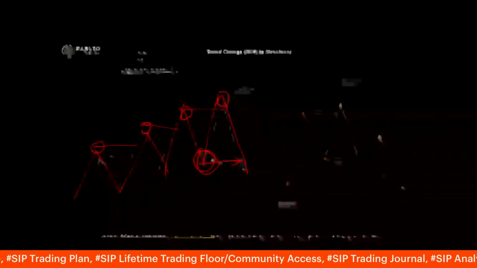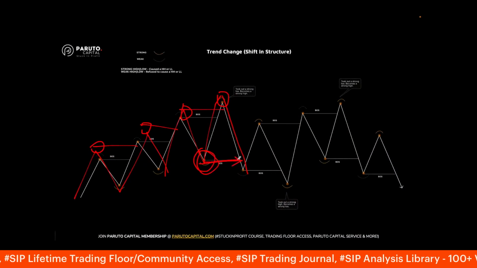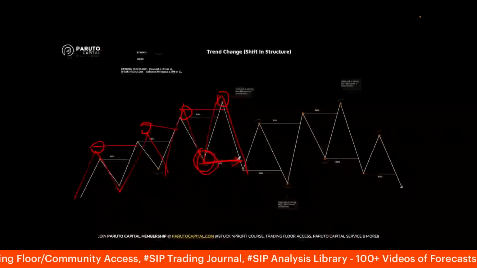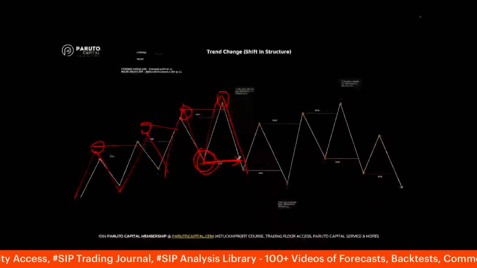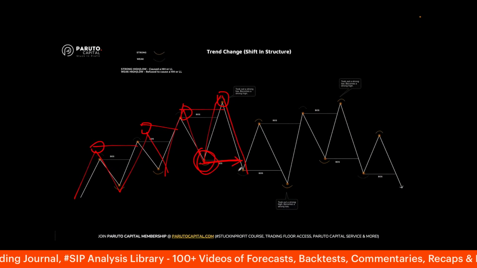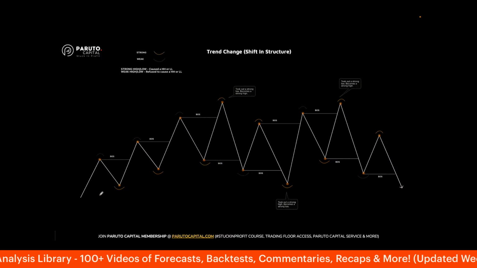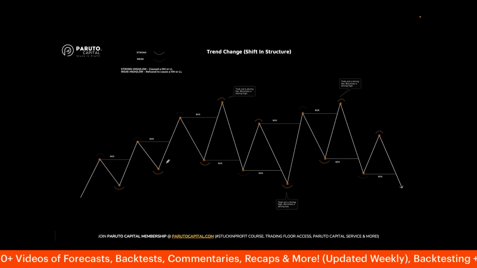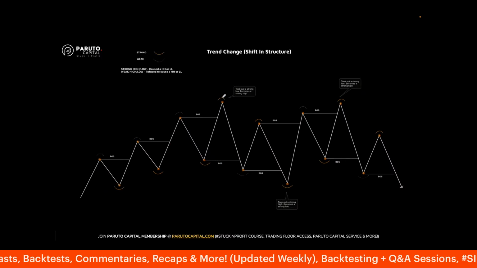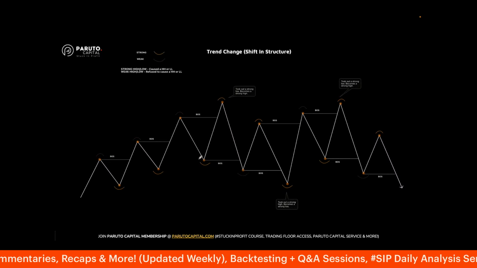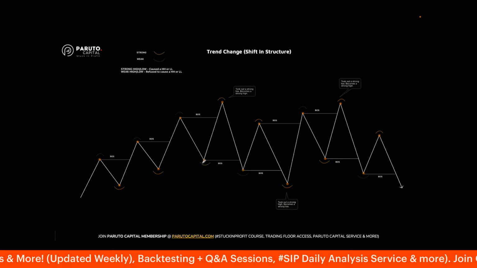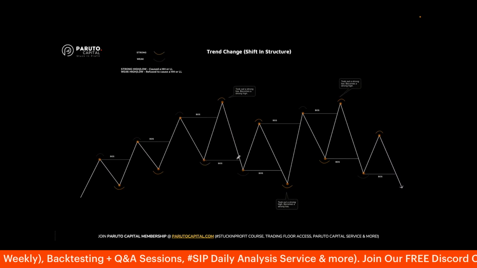That tells us that the market has now changed character, has shifted in structure, right? So the trend has shifted. That's the meaning of that. So, higher highs, higher highs, higher highs, and then all of a sudden, boom, it changes structure. It takes out this supposedly strong low. That's a shift in structure.